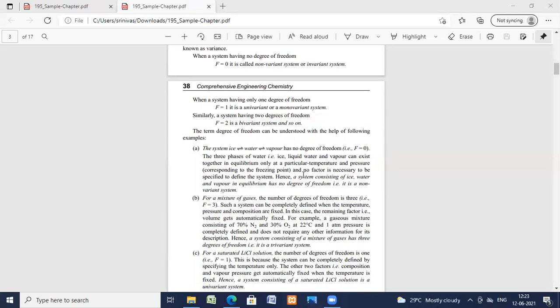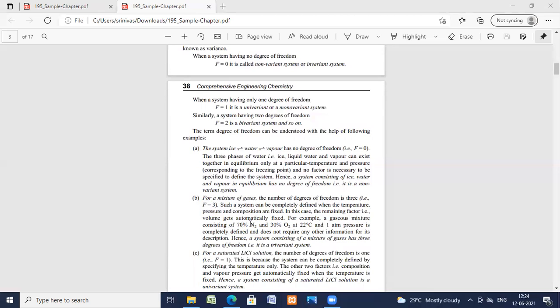A system consisting of ice, water, and water vapor in equilibrium has no degrees of freedom, and it is non-variant, as I've told you. For a mixture of gases, the number of degrees of freedom is 3, so F is equal to 3. Such a system can be completely defined when the temperature, pressure, and composition are fixed. In this case, the remaining factor, that is volume, gets automatically fixed.